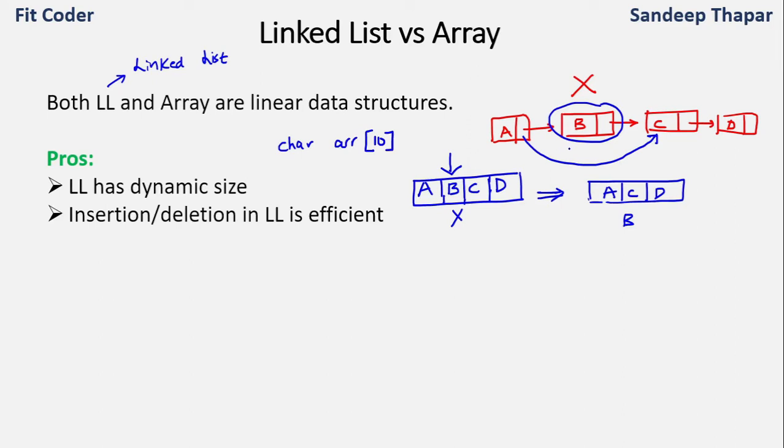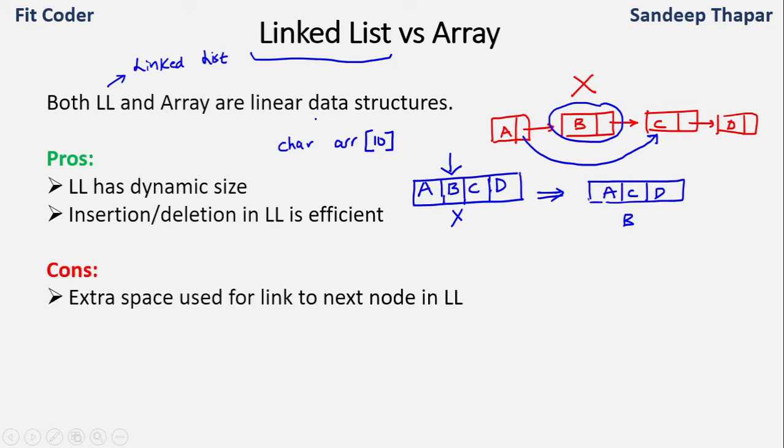So whenever we require that insertion and deletion should be very fast and efficient, or we do not know the size beforehand, then in those cases linked list is very advantageous. But whenever there are some advantages, there are some disadvantages also. Let's see what are the disadvantages of using linked list.